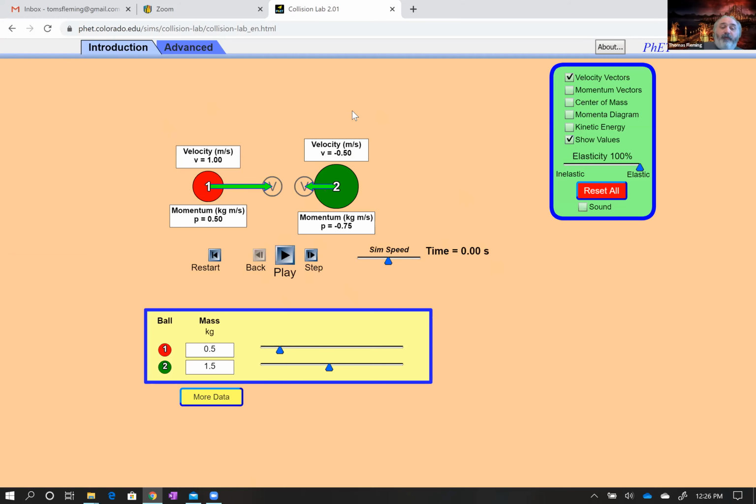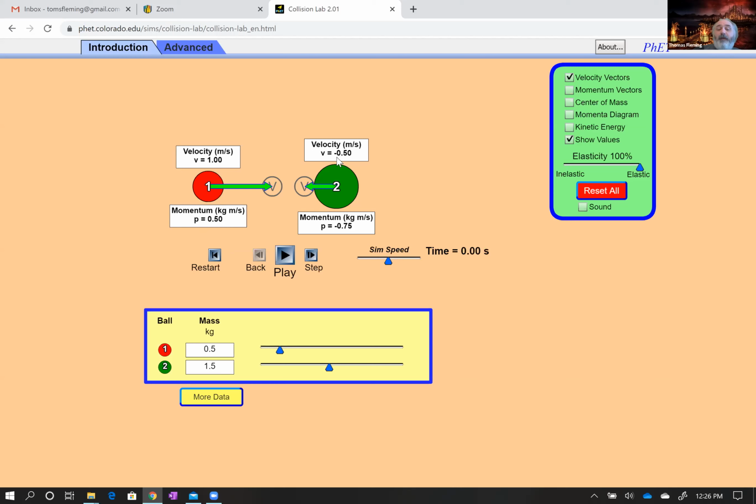You can see that the red guy has a mass of 0.5. The green guy has a mass of 1.5. And so what's going to happen is object one before the collision has a momentum of its mass, that's 0.5, times its starting velocity of 1. So it's got a momentum of 0.5.